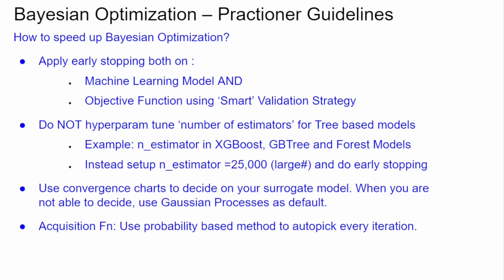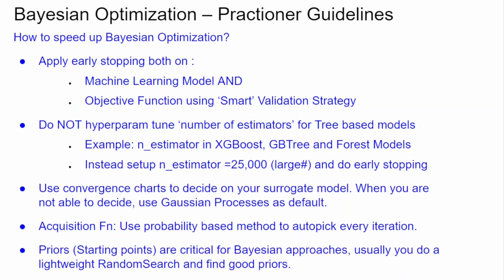Another thing is the acquisition function. The acquisition function is the smart algorithm or machinery for it to pick the next spot or the next parameter space to try. So for that, again, don't fix it to one thing. Rather, there are some probabilistic based methods that I will show you in the source code. Use them so that it can automatically pick the best method that works for your problem. Okay?